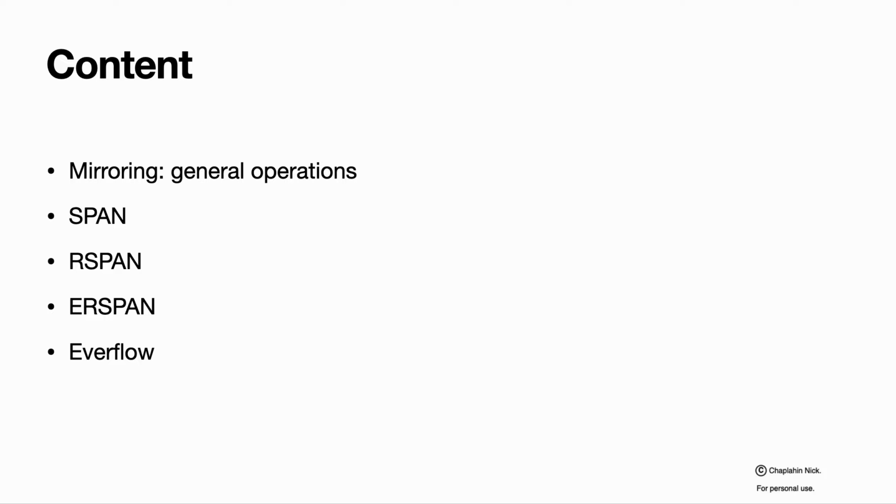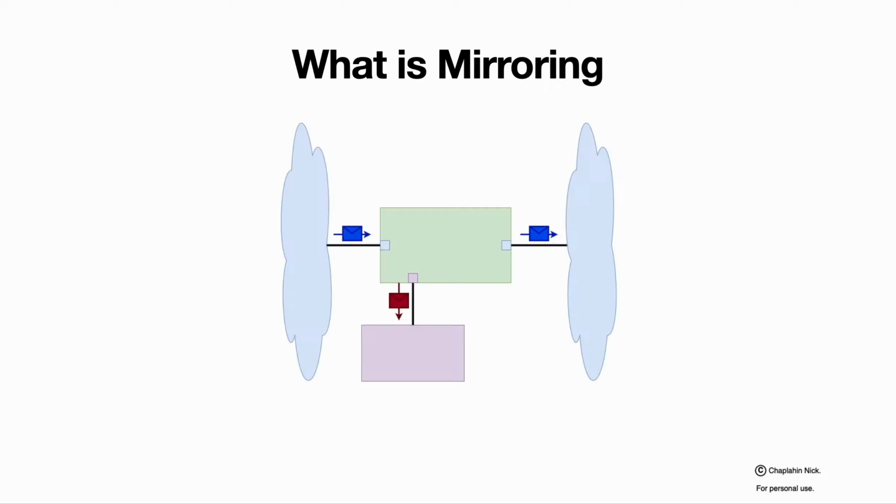In this video, I'll tell about general operations and parameters of mirroring and simply explain its most known modes of operation: SPAN, RSPAN, ERSPAN, and Everflow.